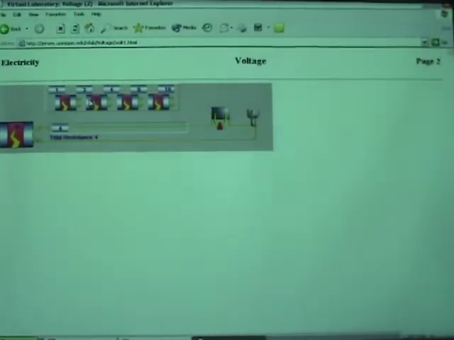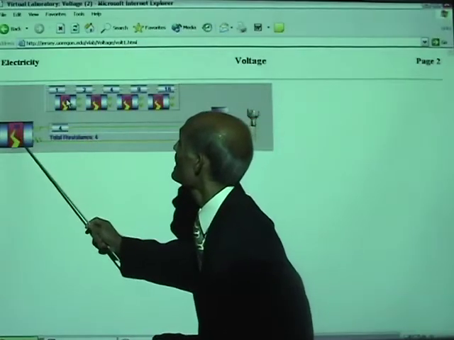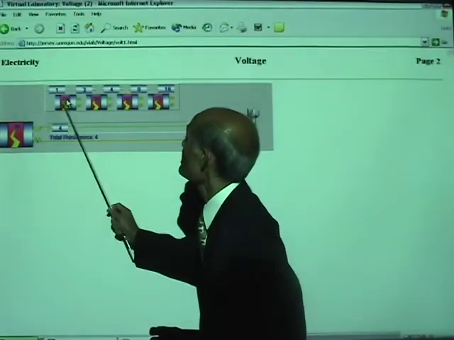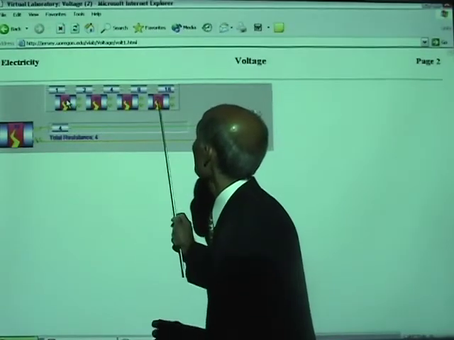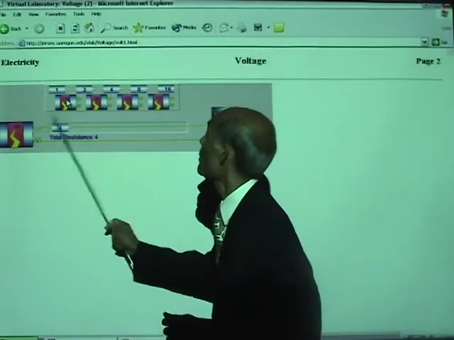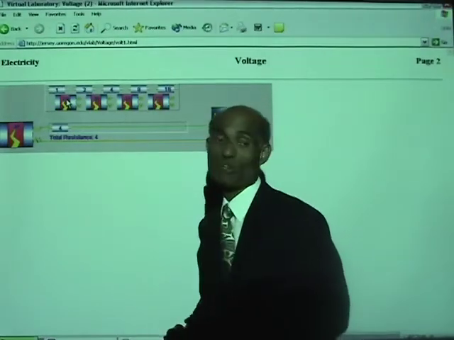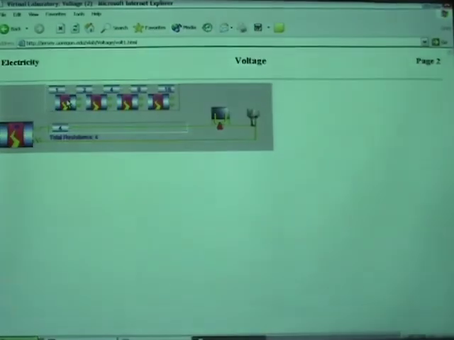Now you can actually play with this. I have provided this website for you. You can actually use several values of the potential difference. You can use 18 volts, 36 volts, 54 volts, or 72 volts, and so on, and calculate the current each time. Alright, let's move on.